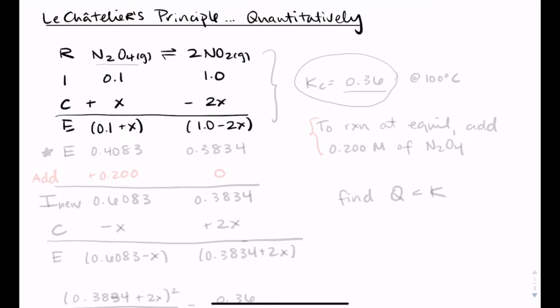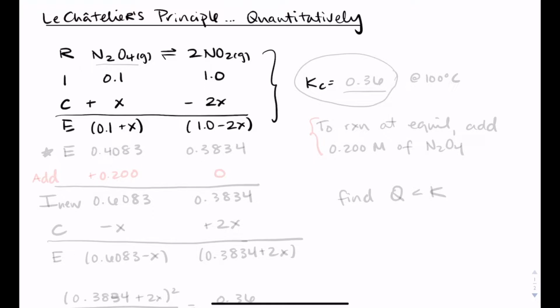All right, I promised that we would look quantitatively at Le Chatelier's principle, and let's do it. Some of you may like this better than the qualitative option. So what I'm going to start with is the reaction of N2O4 in equilibrium with 2NO2.